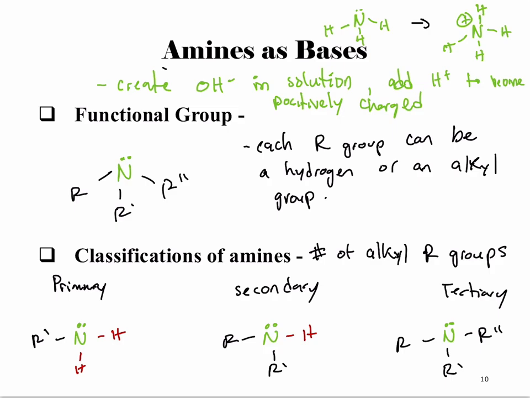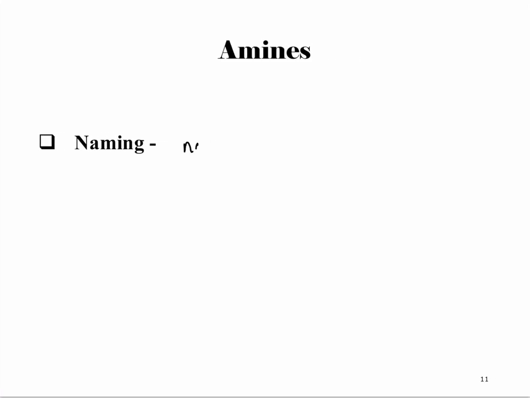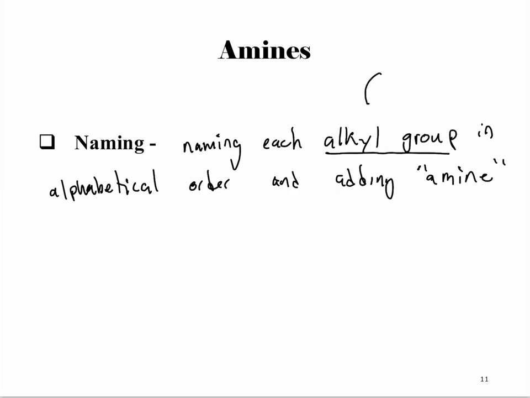Okay, and so the naming for amines is just going to be naming each alkyl group in alphabetical order and adding amine at the end. So each alkyl group means you're naming them as a substituent group.